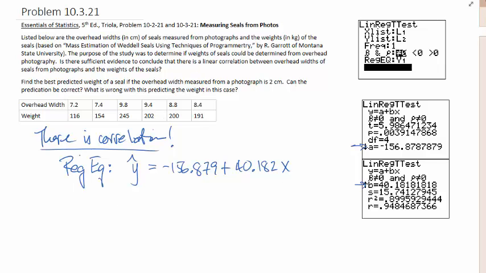All right, so we found the correlation, we found the regression equation, and now the next question is asking us, find the best predicted weight of a seal if the overhead width measured from a photograph is 2 centimeters. So this regression equation tells us if we have our overhead width in centimeters, we can find our weight.